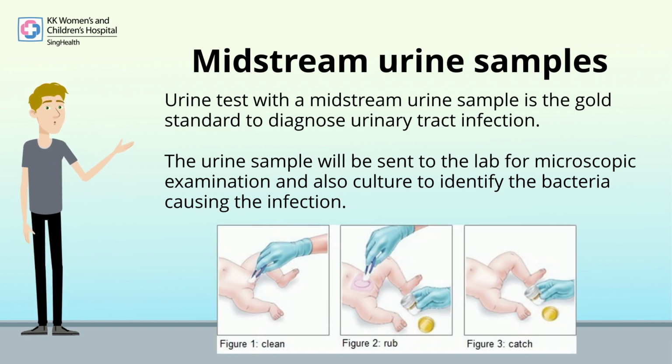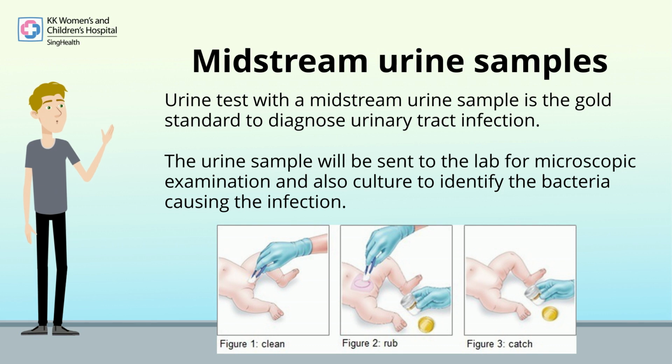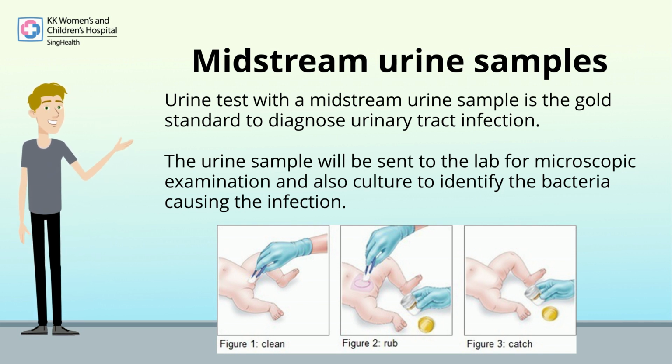So how is a midstream urine sample collected? First, your baby's perineum is thoroughly cleaned. A clean bottle is then used to collect the sample when your baby passes urine. Sometimes, gentle rubbing may be applied to the lower abdomen to help stimulate urination.